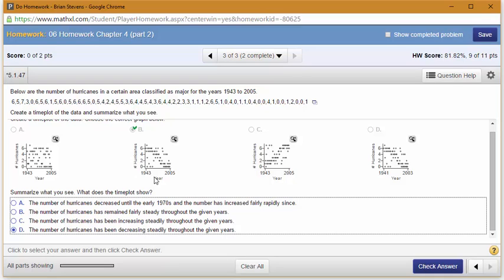A bivariate quantitative display is a scatter plot, and if the axis on the x-axis is a time axis, it is a time plot. So if we had something like minutes or years or hours, we could make a time plot. And that will do it for this homework.